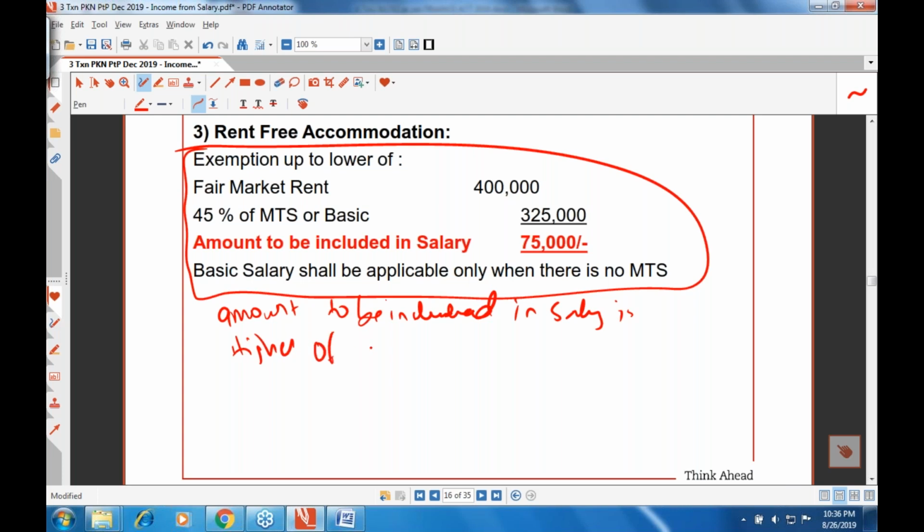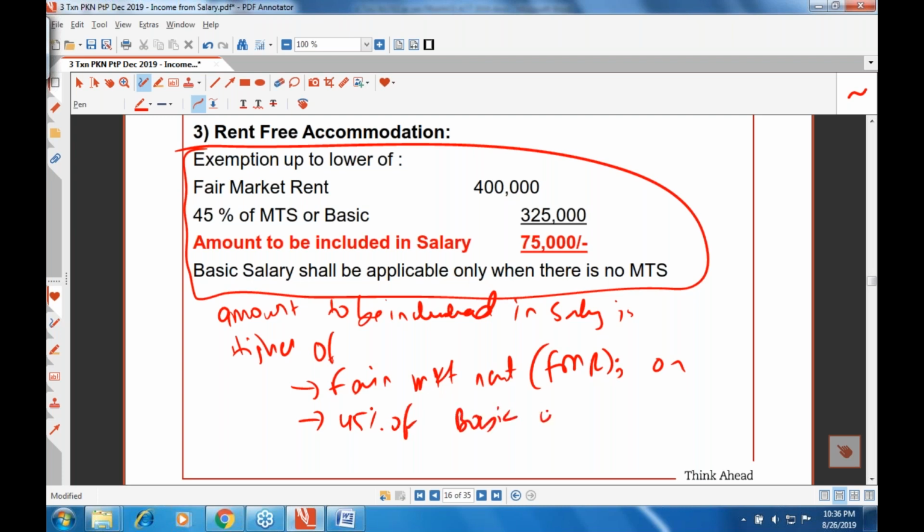Higher of fair market rent or 45% of basic or MTS. Now let's try to understand what exactly this rent-free accommodation is. A lot of employers give their employees rent-free accommodation.